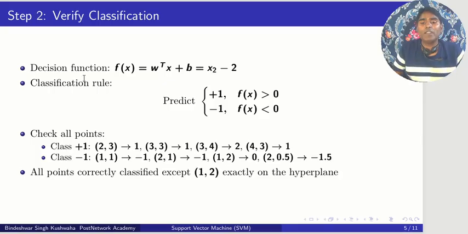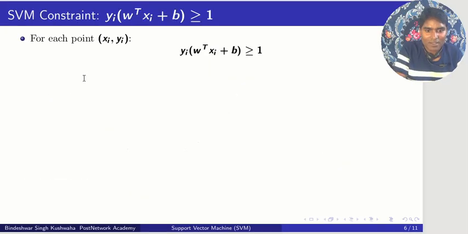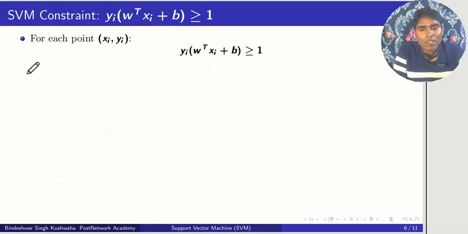And all points basically are correctly classified except points 1 and 2, which lie exactly on the hyperplane. So basically there is a constraint, and we solve this constraint and we get the solution to the problem.